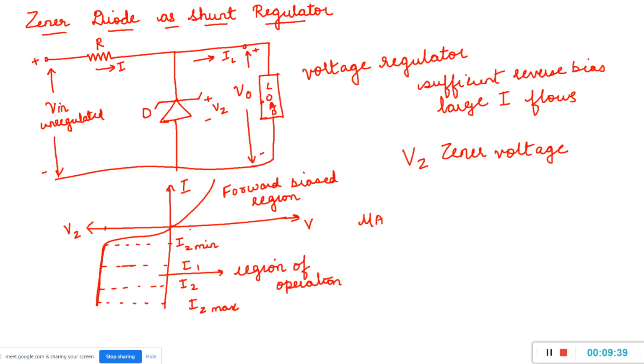Overall, what you should understand here is whatever may be the current value, when you apply a sufficient reverse bias voltage, large current flows. At that time the Zener diode breaks down, and a constant voltage is occurring here. That voltage is known as Zener voltage. So it provides a constant voltage. Okay. So this is about the Zener diode as a shunt regulator.